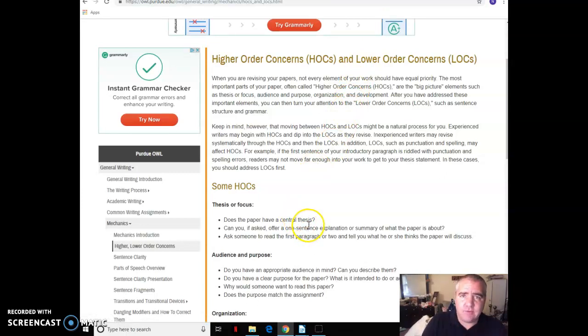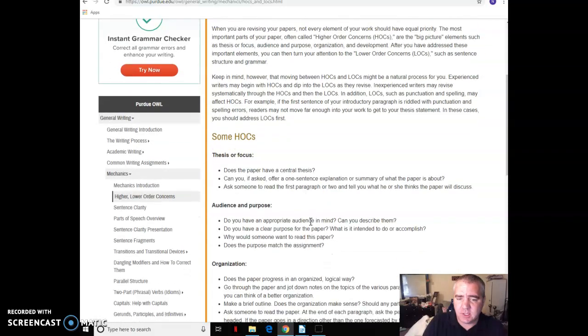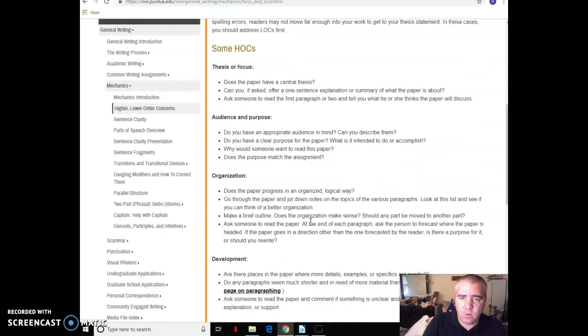Whether I've written my draft or not, these are some questions that can help me make it as good as it can be. Well, I guess these would be questions you ask after you've written the paper. Does the paper have a central thesis? Can you, if asked, offer a one-sentence explanation or summary of what the paper is about? And again, I'll let you read these on your own. You can come to the website and work through these.